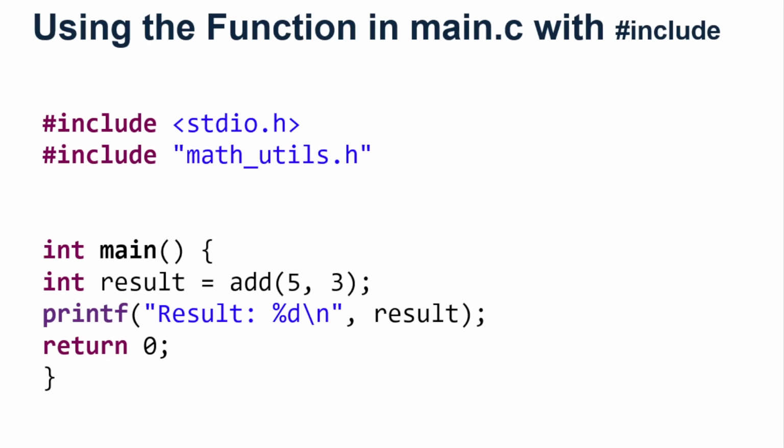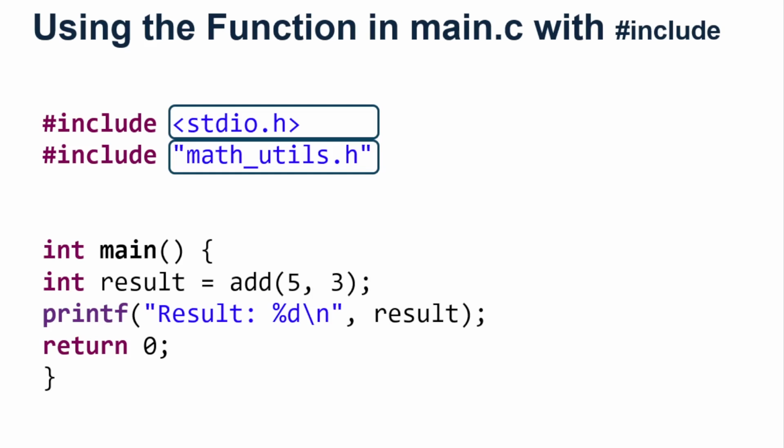Using the function in the main.c file with #include. Why do we use #include "math_utils.h" with double quotes instead of angle brackets? In C, we use double quotes for including user-defined header files like math_utils.h, and we use angle brackets for standard library headers like stdio.h or stdlib.h.